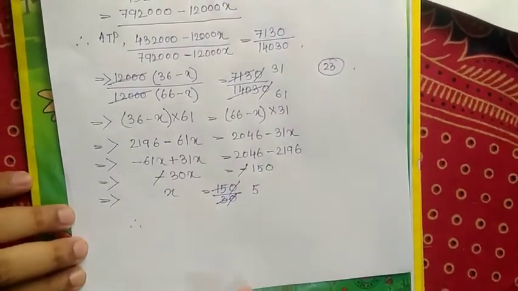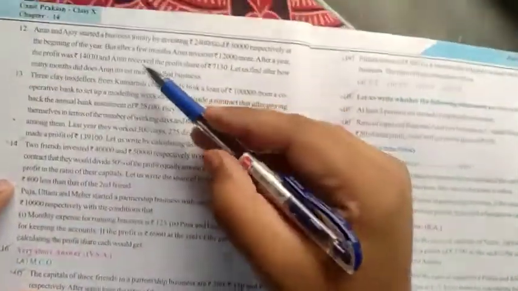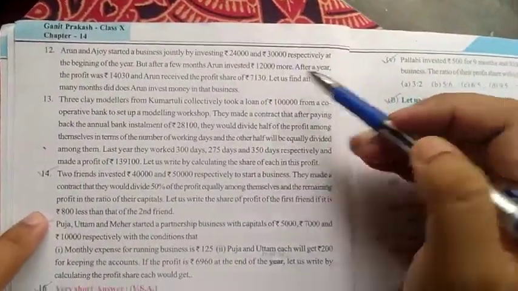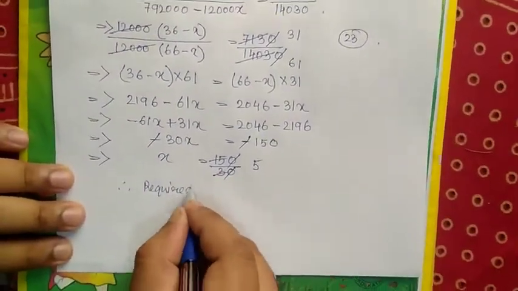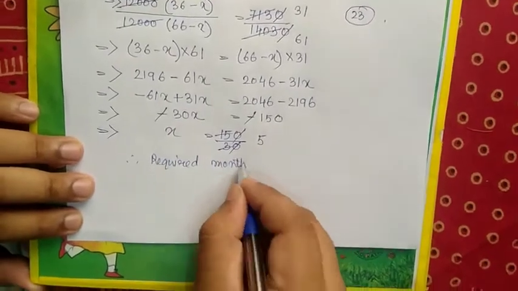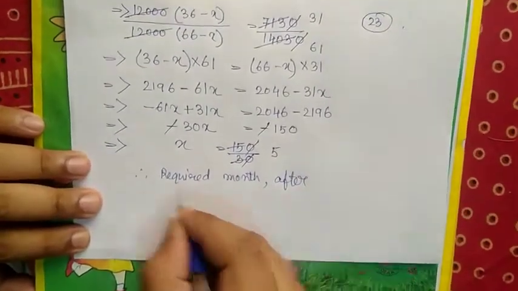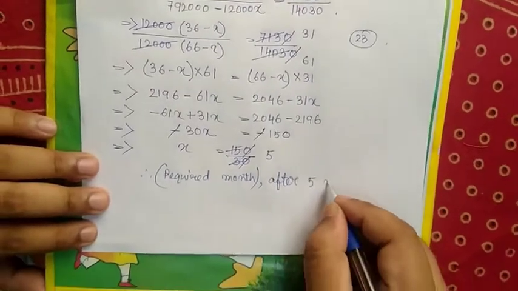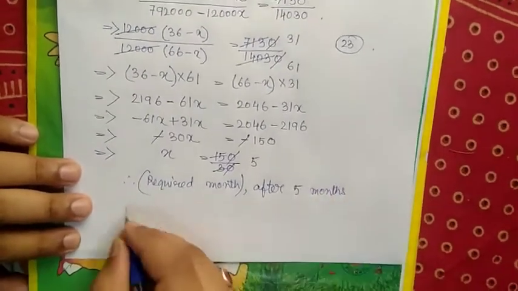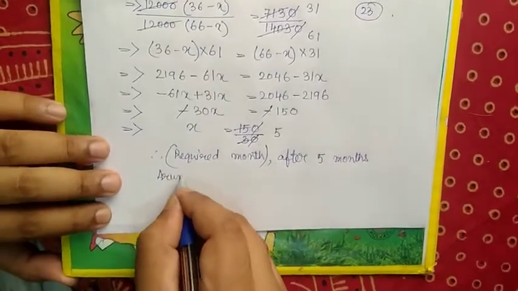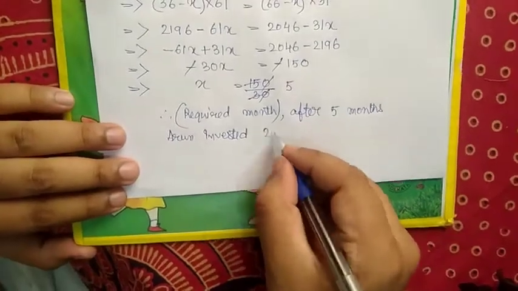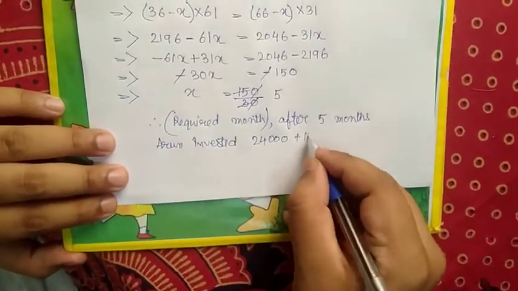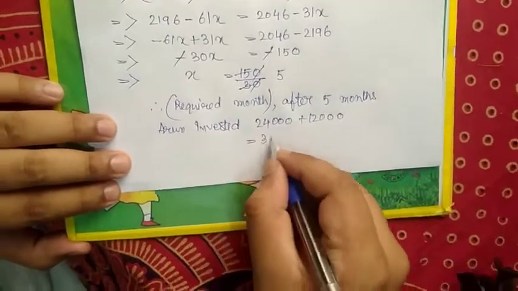So x equals 150 by 30, which is 5. So therefore the question here is, find after how many months Arun invested money. So the required answer is after 5 months, Arun invested 24,000 plus 12,000, 36,000 rupees.